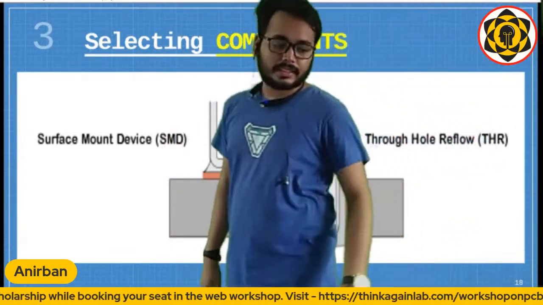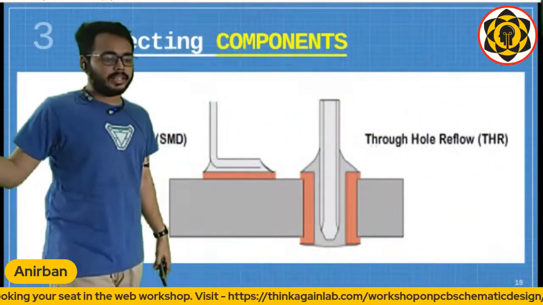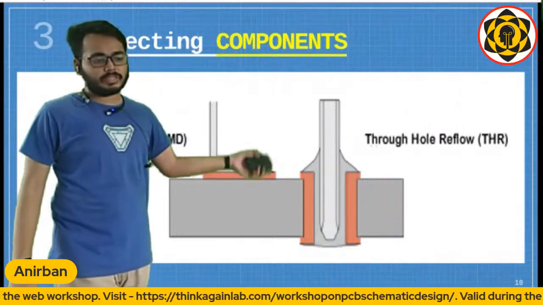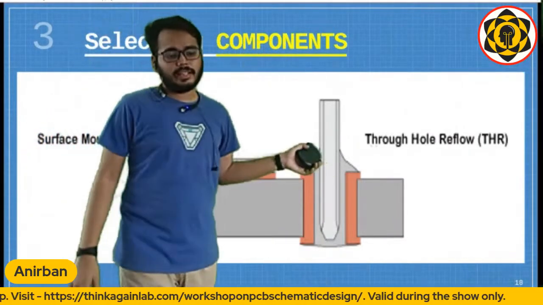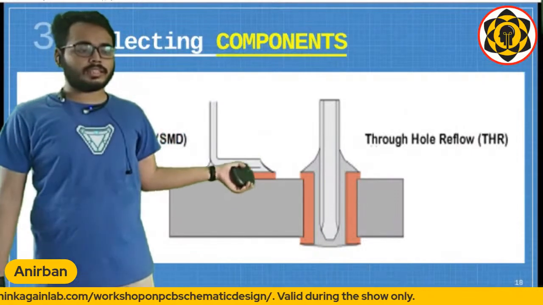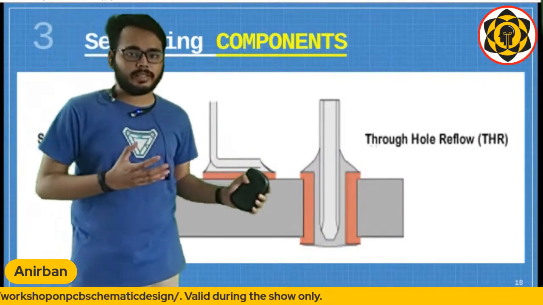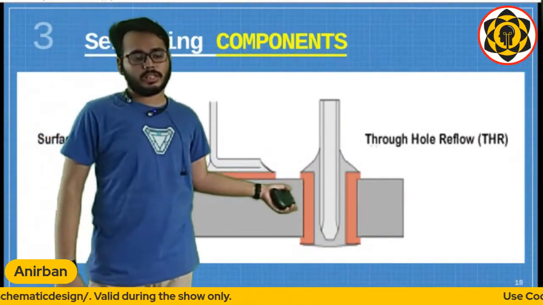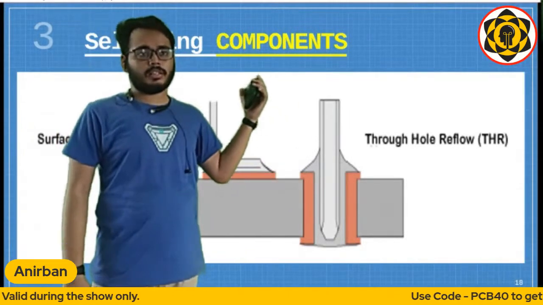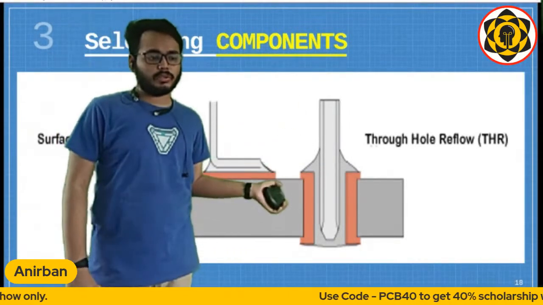So since you are getting a little less area on a surface mount device than on a through-hole device, soldering a surface mount device is a little trickier than a through-hole device. But these things have their own advantages.